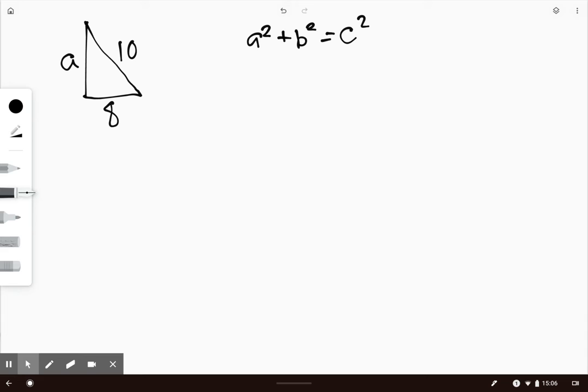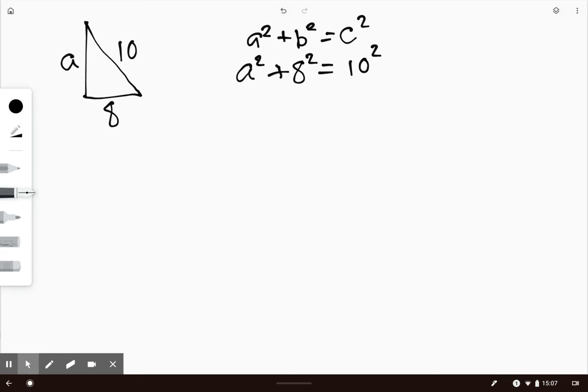Now, my side a is the side that I'm looking for. So I'm just going to leave a squared as it is. So b squared is going to be 8. I'll substitute the value of 8 in for b. And then the hypotenuse is always c. So that's going to be 10 squared.